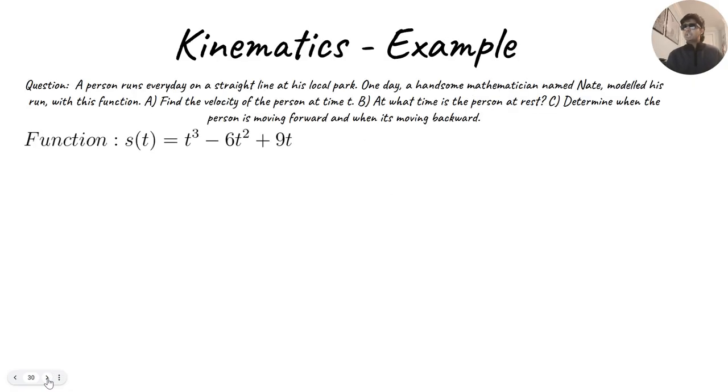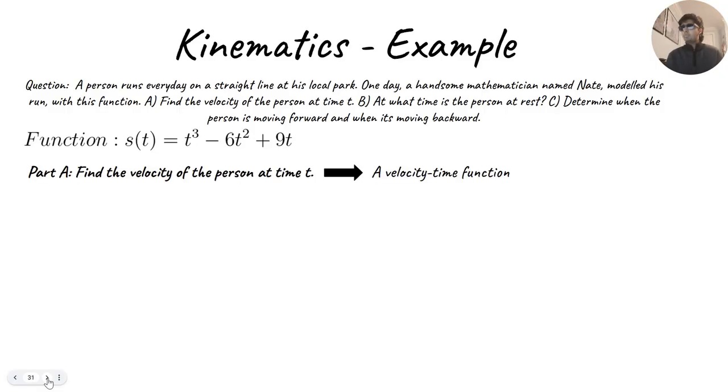Alright, let's look at this question. A person runs every day on a straight line at the local park. One day, a handsome mathematician named Nate, if you know, he sounds like a handsome guy, honestly, modeled his run with this function. A. Find the velocity of the person at time t. B. At what time is the person at rest? And C. Determine when the person is moving forward and when it's moving backward. So the function is obviously s(t) equals t cubed minus 6t squared plus 9t. We generally use s when we're talking about distance or, in this case, displacement.